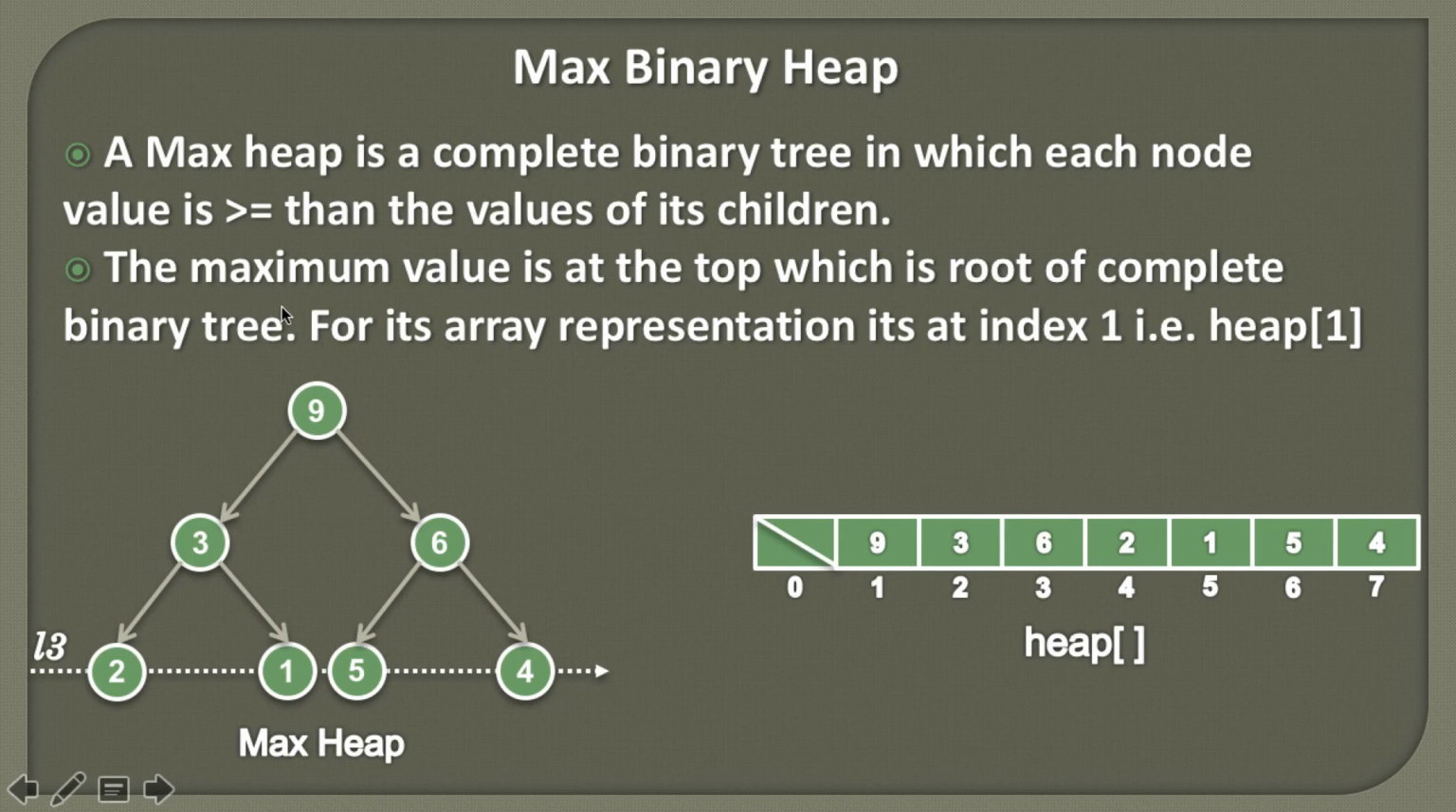So friends, here you can see the maximum value of this binary tree is at the root, which is 9. And if we represent this max heap in an array, then at index 1 we will always get the maximum value. Moving ahead.